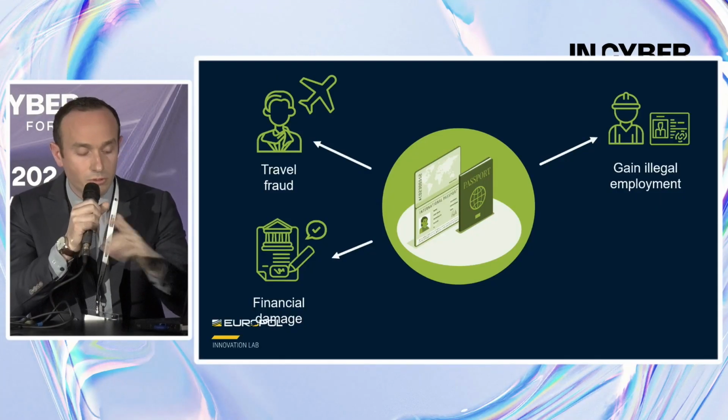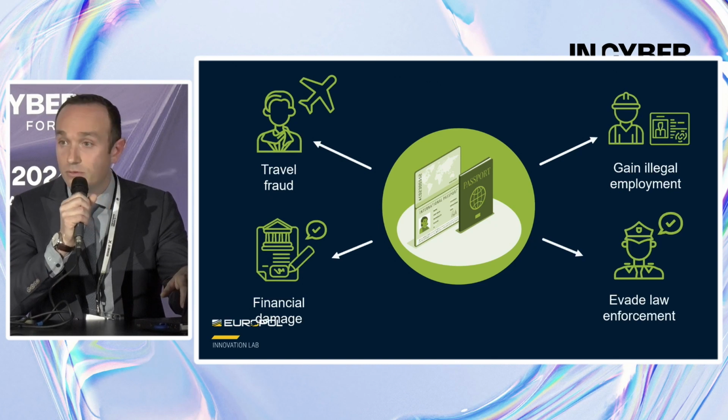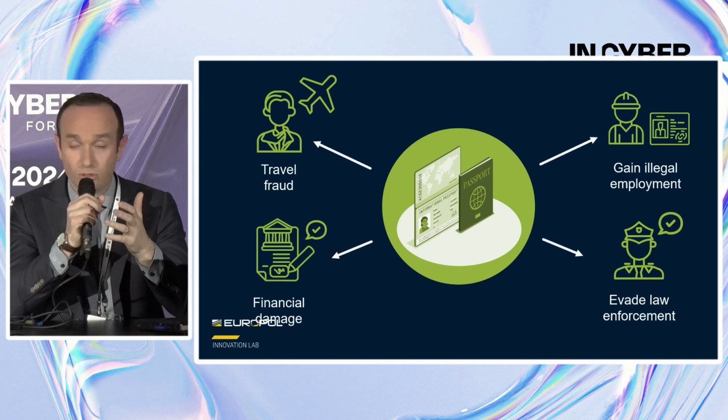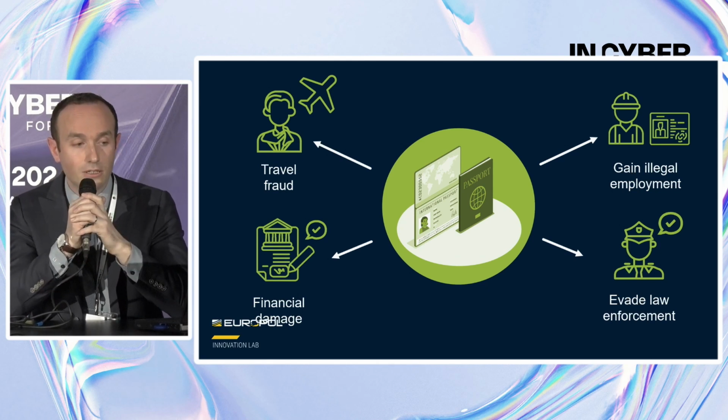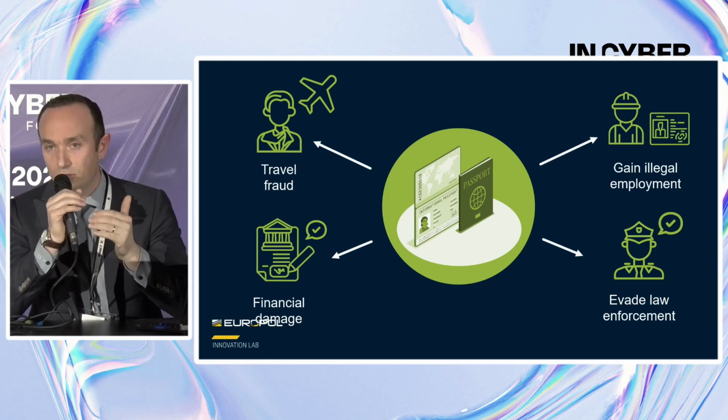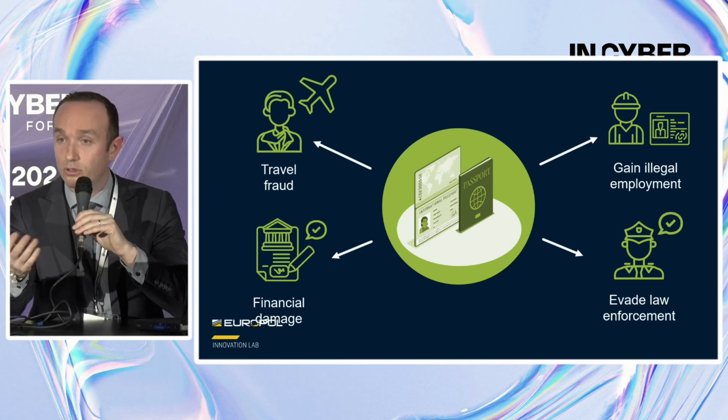Gain illegal employment, evade law enforcement. If we are looking for you, you have a new identity document that looks real, which is real, by the way. How are we going to find out that this is not you? Of course, there are other ways to find out whether this is you or not, but at first, if we just check the document, we have no way to find it.